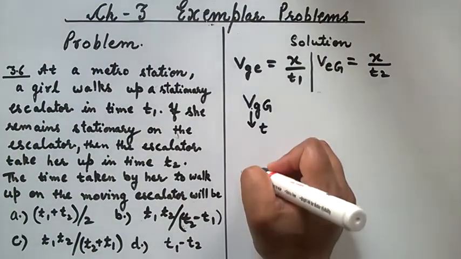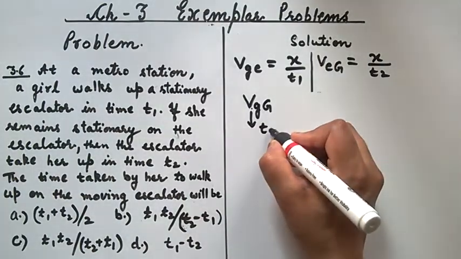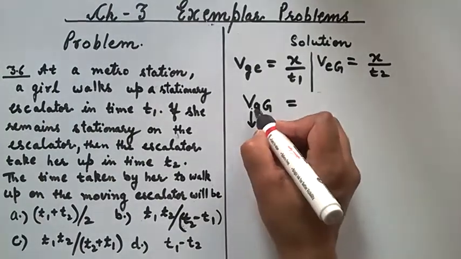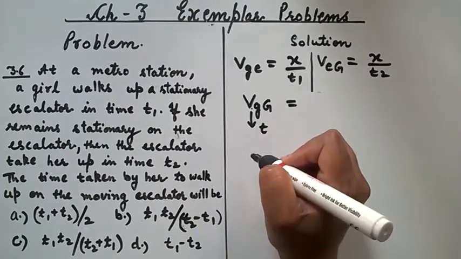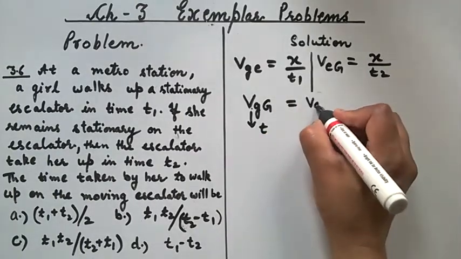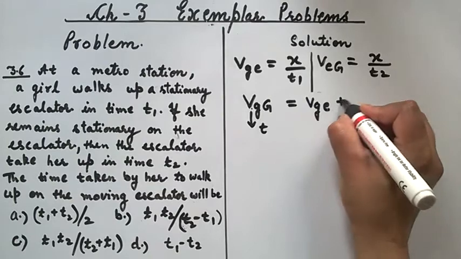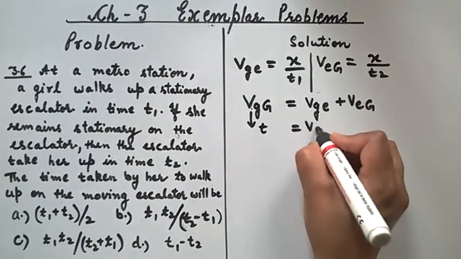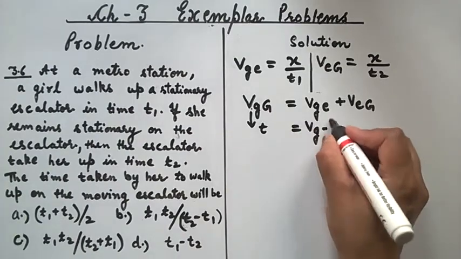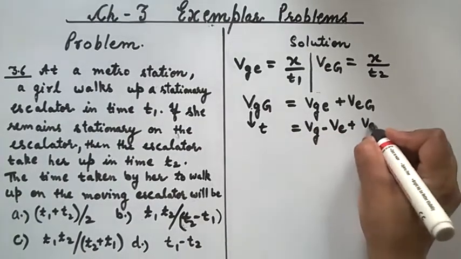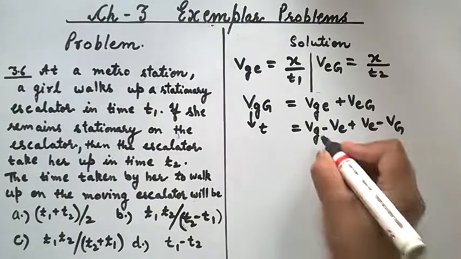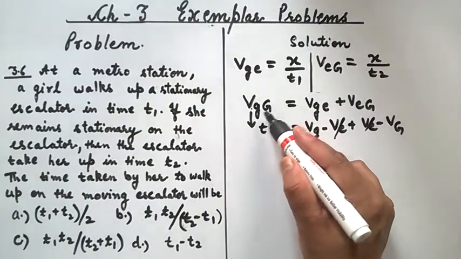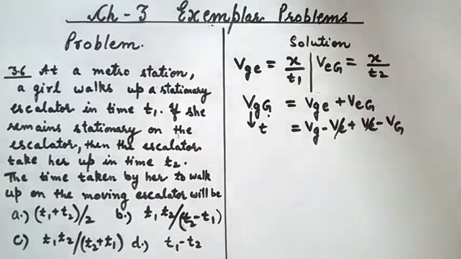Let the time taken by her be t, and this time we need to calculate. We know that the velocity of the girl with respect to ground is equal to the velocity of the girl with respect to the escalator plus the velocity of the escalator with respect to ground, because Vg minus Ve plus Ve minus Vg is equal to Vg minus Vg, that is the velocity of the girl with respect to ground.